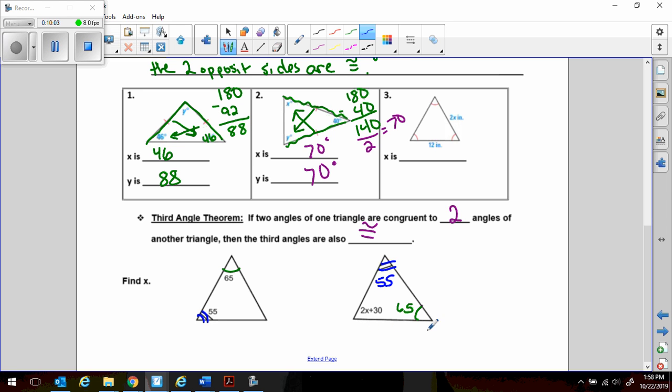And I know that the angles in a triangle add up to be 180. So I could find x. This would help us find x. So this is 55 plus 65 plus this angle, which is 2x plus 30, equals 180, right? I want you guys to solve this and tell me what x equals.